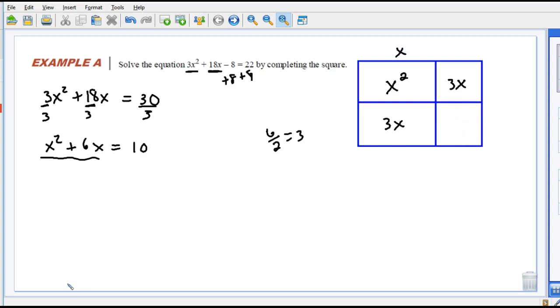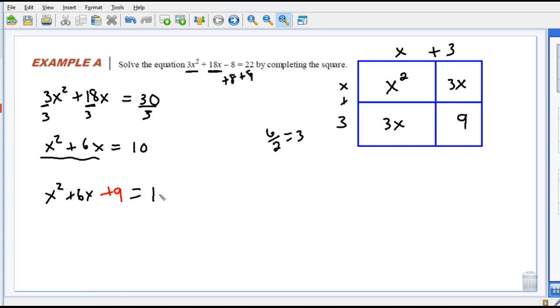I know it's going to be x plus 3 times x plus 3. So I've got x plus 3 and x plus 3. So what has to go in this bottom corner to make it a square? Well, 3 times 3 should be 9. So if this side was x squared plus 6x plus 9, then it's a perfect square.